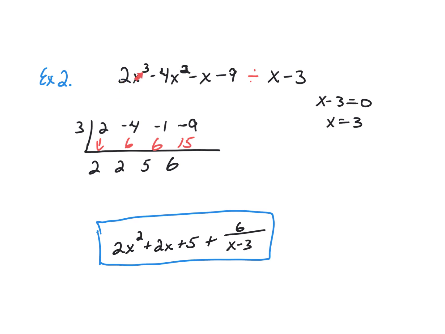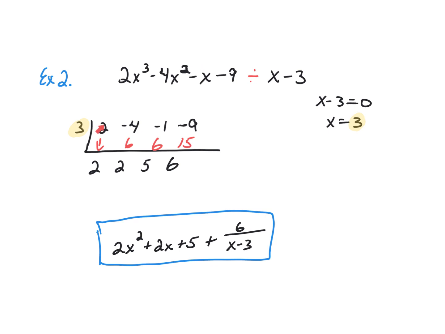In this one, we have 2x cubed minus 4x squared minus x minus 9 divided by x minus 3. Again, this divisor has a 1x minus 3, so we can use synthetic division. We set x minus 3 equal to 0, and we see that x equals 3. So we are using 3 as what we are dividing by. We set up our synthetic division and write the coefficients at the top: 2, negative 4, negative 1, and negative 9, making sure all of the terms are accounted for with the exponents.